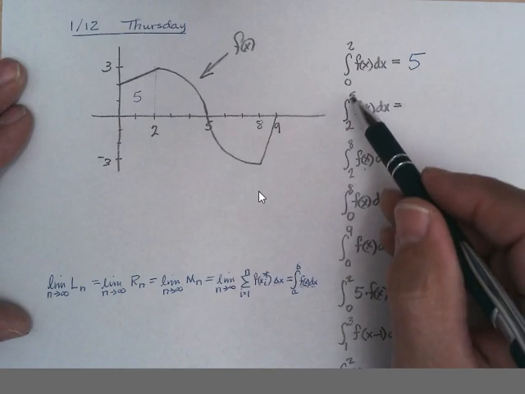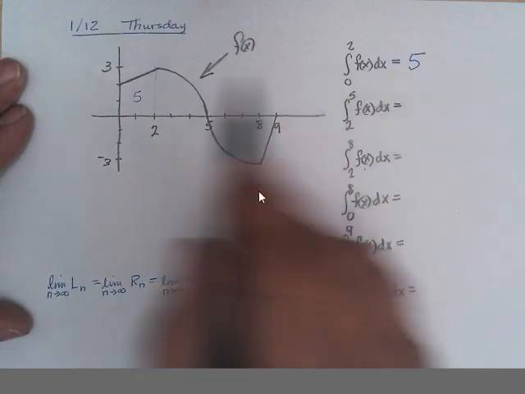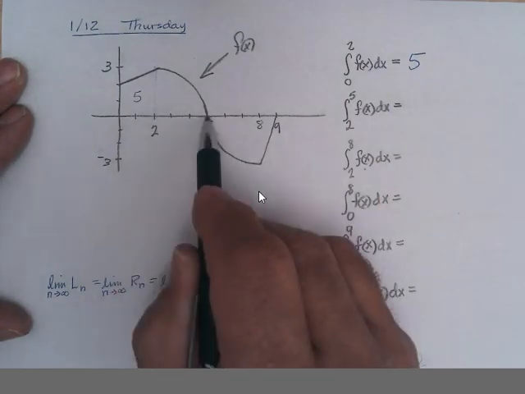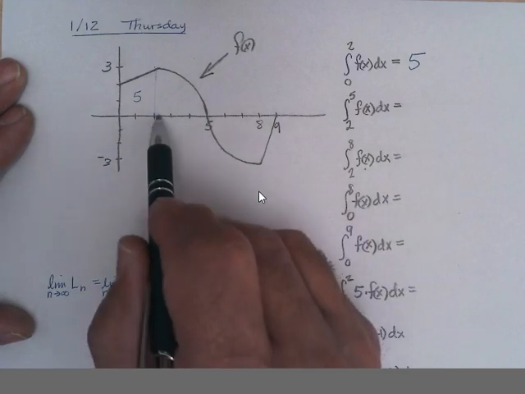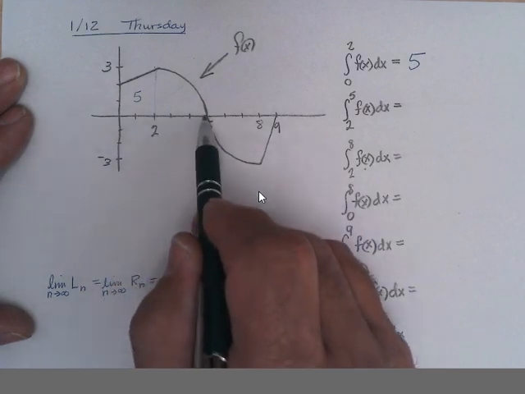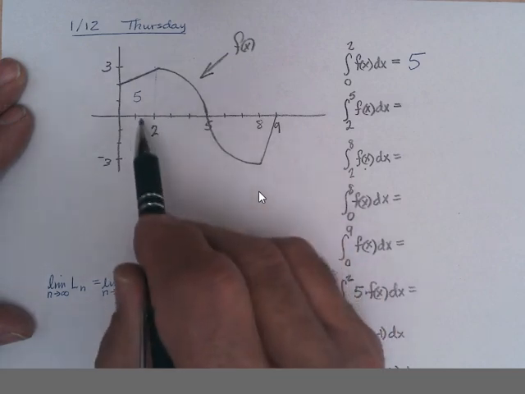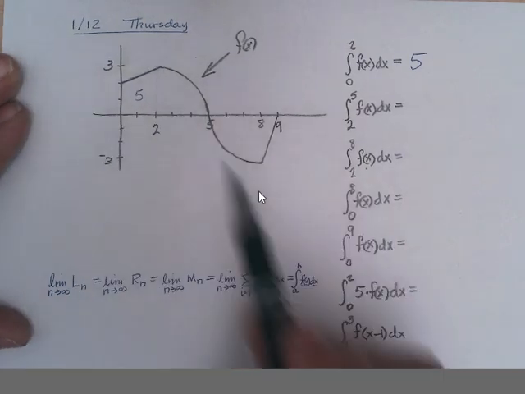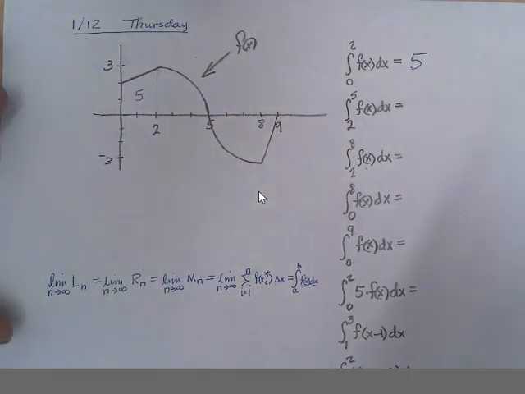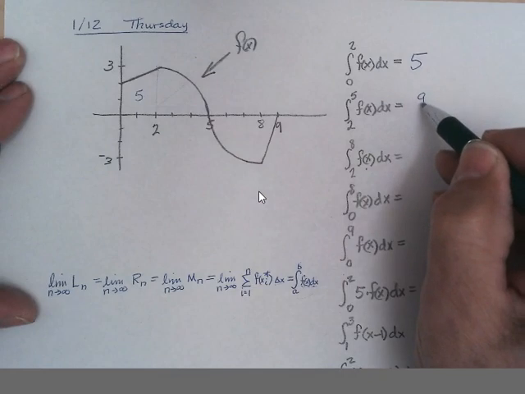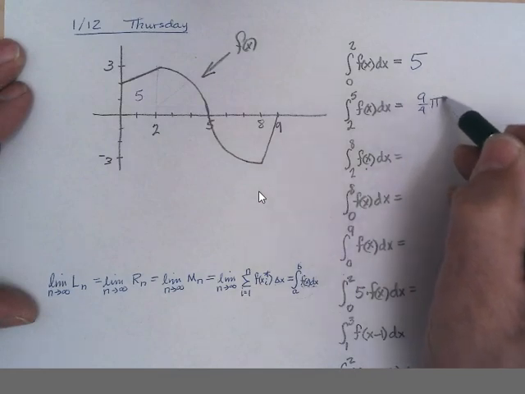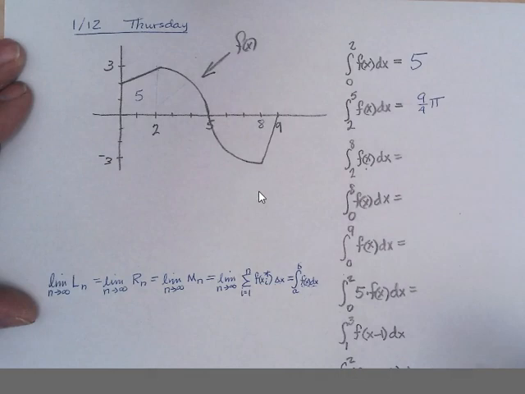How about from 2 to 5? Pause it, figure it out. When you come back, I hope you think this is a quarter circle. The radius is 3. The area of a circle is the radius squared times pi, so the whole circle would be 9 pi. This is only a quarter of a circle, so this is 9 divided by 4 pi, a quarter of 9 pi.